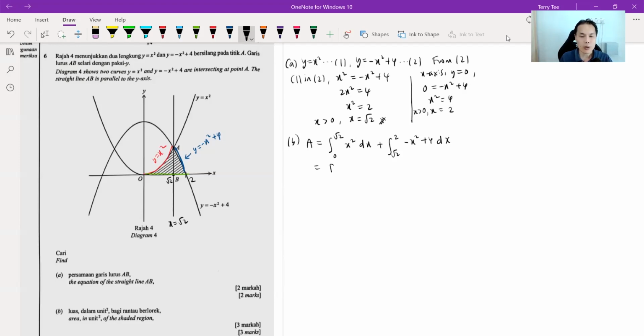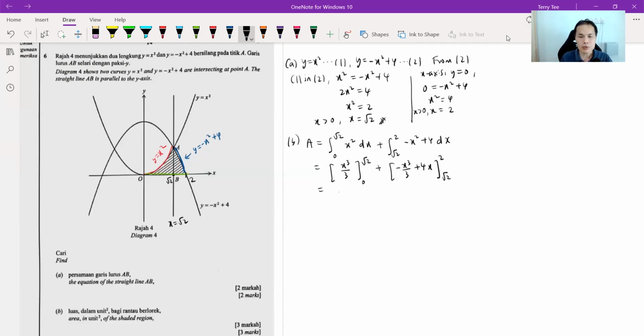Okay, the first part, when I integrate x squared, I increase the power by 1. I get x cubed over 3, lower limit 0, upper limit Surd2. As for the second one, when I integrate, I get negative x cubed over 3, and integrate 4, we get 4x, lower limit Surd2, upper limit 2. Now let's substitute.